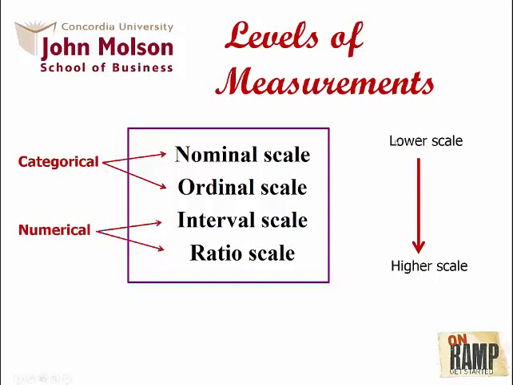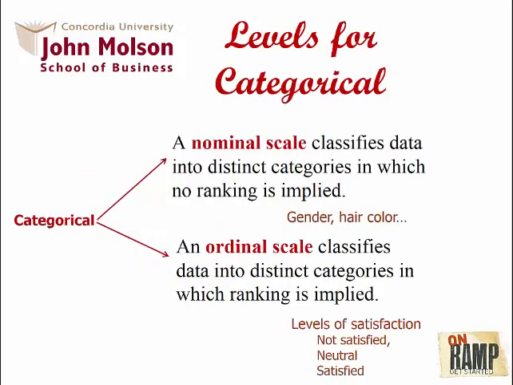The lower scale, the one that doesn't give me too much information, is nominal, male or female. Higher scale, these are the numbers that we can work with easily. So let's look at those things. Categorical, the nominal scale, it's distinct categories and there's no ranking. Gender, hair color. We cannot say that brown hair color is superior to black hair color or the blonde are superior. No, there is no order. Therefore, it's called nominal.